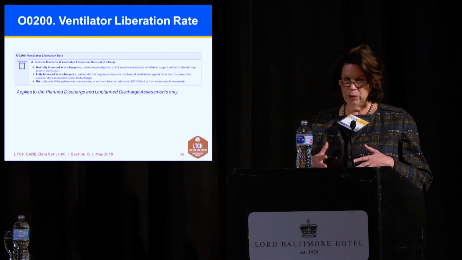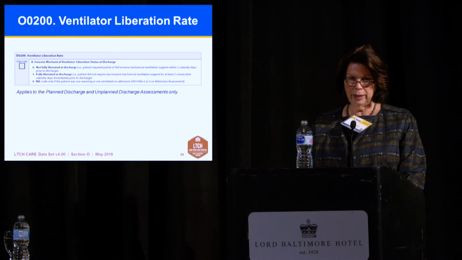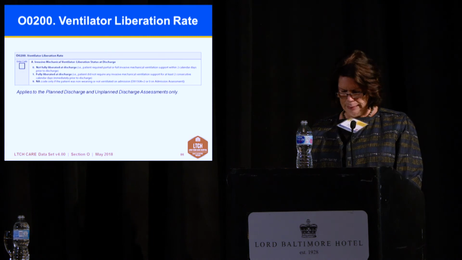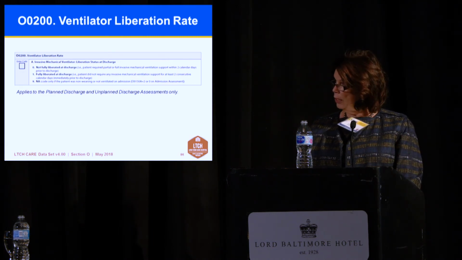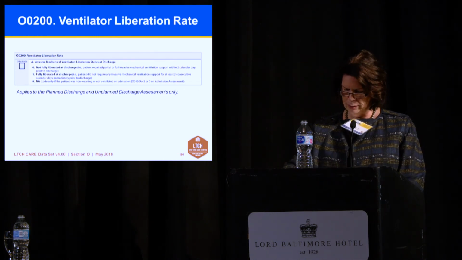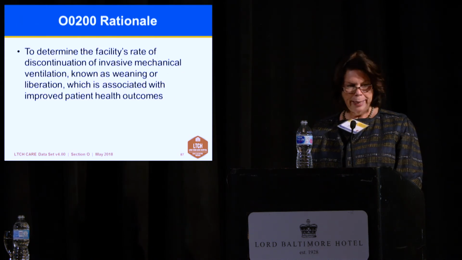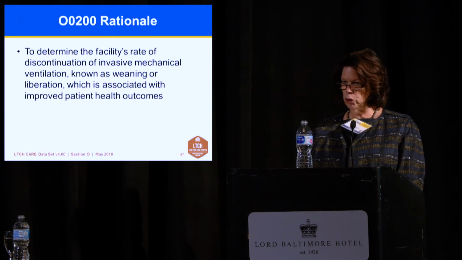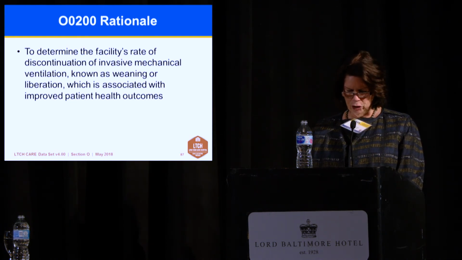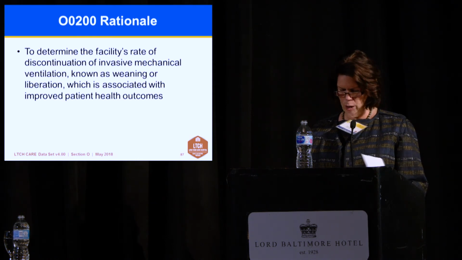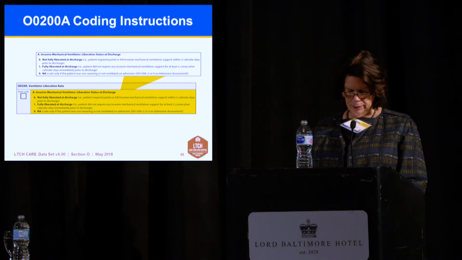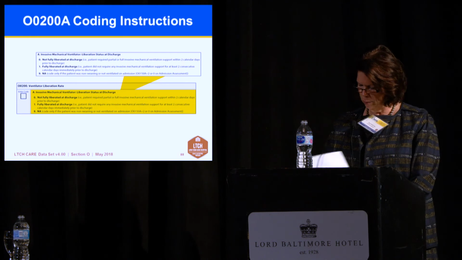Now we're going to move on to the data element associated with the ventilator liberation rate, or the outcome measure. This just shows the data elements, and we're going to walk through the rationale and the coding responses. As this slide shows, this item is used to determine the facility's rate of discontinuation of invasive mechanical ventilation, which is used to calculate the ventilator liberation quality measure. These are the responses that are included for this data element.